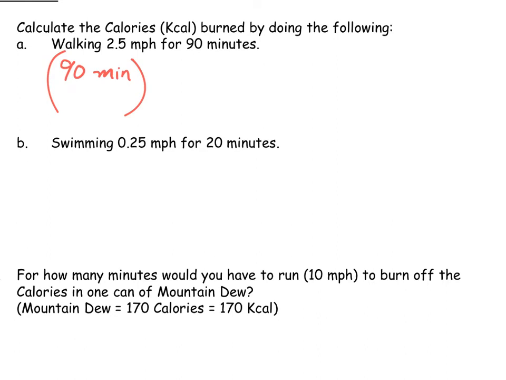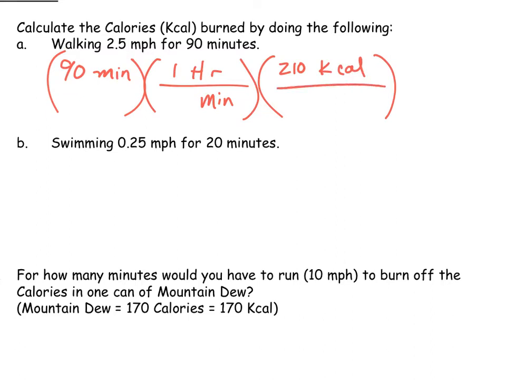Now, we have minutes, not hours, so we'll have to convert the minutes into hours. All right, hopefully you remember how many minutes are in 1 hour. So first we'll do that, and then we'll do our 210 kilocalories per hour. And the hours will cancel, the minutes will cancel, and we will end up purely in kilocalories, which is a food calorie. So you'll walk 90 minutes and you'll burn off this many kilocalories.